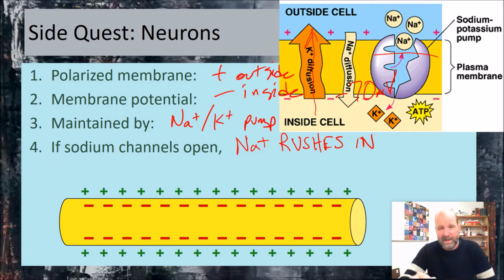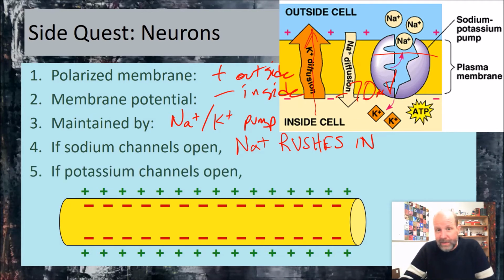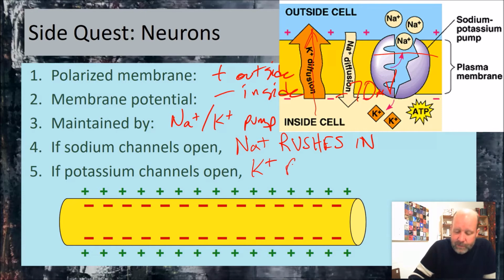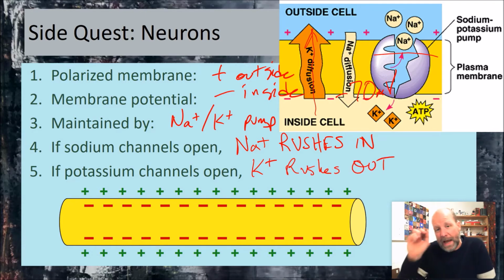We're talking milliseconds. If potassium channels open, there's still more potassium inside than out. So potassium will go out. Not quite as fast, but we'll say it rushes out. I'm not going to go all caps. But it does go out. So this is a situation before we want to send a signal. This is the resting potential, the resting situation for a neuron.